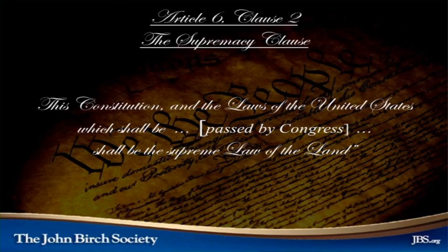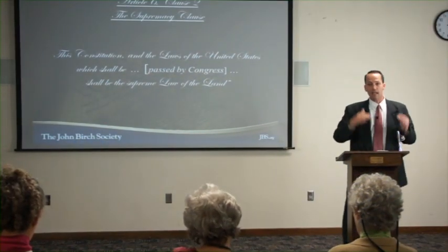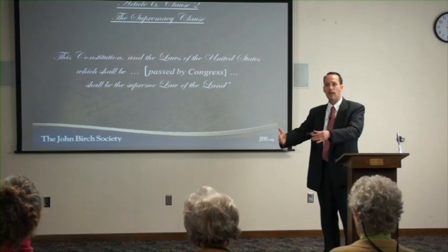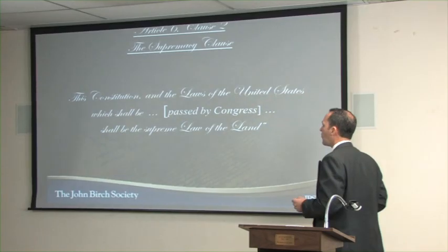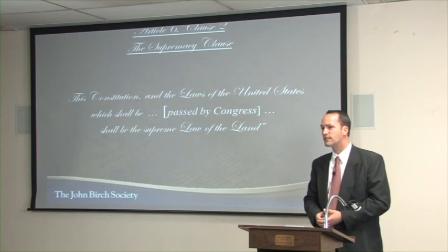This Constitution and the laws of the United States which shall be passed by Congress, that's the part that they don't want you to know what it really says, shall be the supreme law of the land. So what this is implying is any law that's passed by Congress is the supreme law of the land, regardless of whether or not it's on the list of enumerated powers. If they pass it, it's constitutional and supreme. But a simple reading of the Constitution resolves this question.